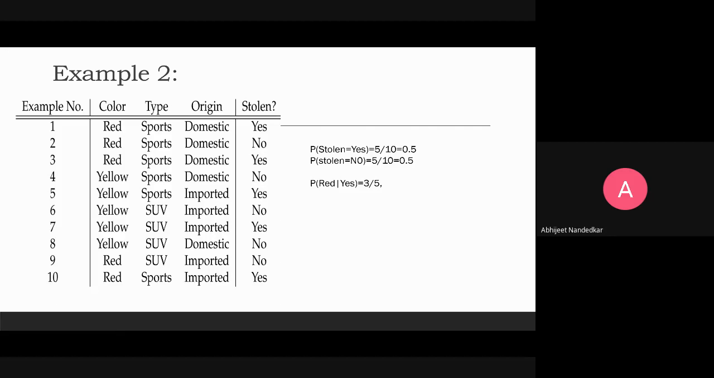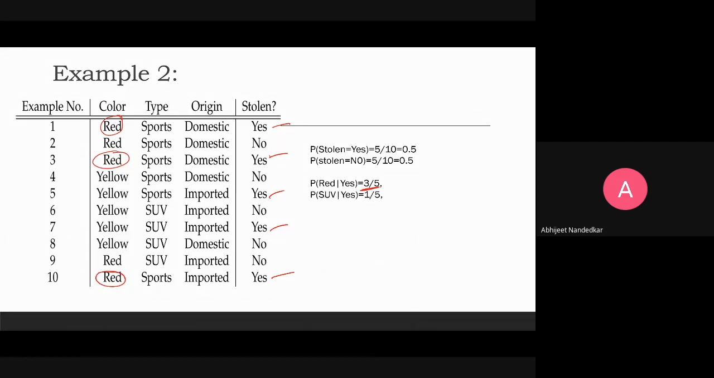So probability of red given yes. So let us mark the yes samples first. So these are yes. Out of that, how many times is red appearing? So red is here, red is here, and red is here. So 3 times red is appearing. So it is 3 by 5.